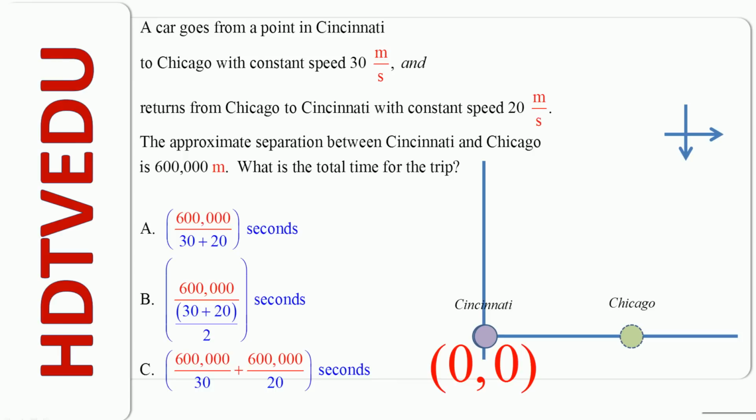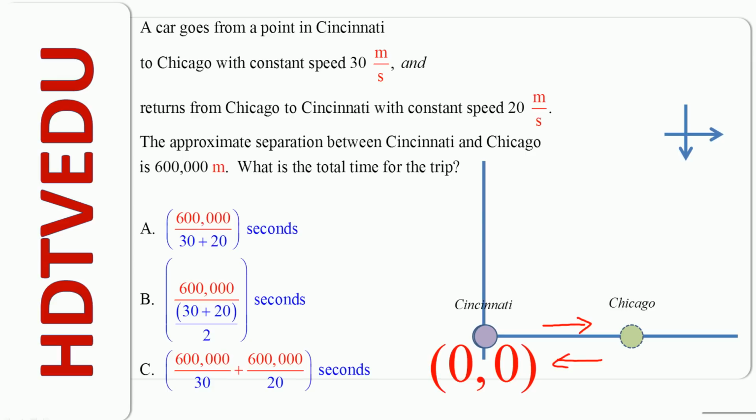A car goes from a point in Cincinnati to Chicago with constant speed of 30 meters per second. So it is going from Cincinnati to Chicago at 30 meters per second and returns from Chicago to Cincinnati with constant speed 20 meters per second. So we are going slow. The approximate separation between Cincinnati and Chicago is 600,000 meters. What is the total time for the trip?